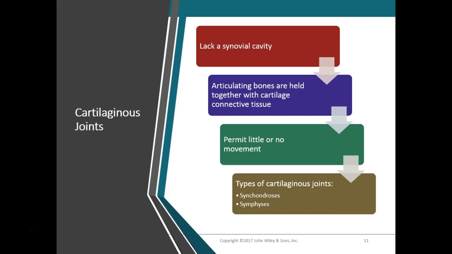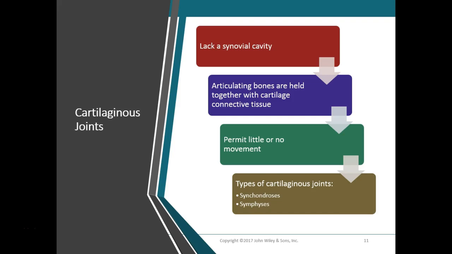Now let's continue to look at structural classifications and examine with a little more detail the cartilaginous joints. So cartilaginous joints will also lack a synovial cavity. The articulating cartilage is going to be between these bones that are found in this joint. It's going to prevent or allow very little movement or no movement, but it provides a surface so that bone doesn't rub against bone, so that those articulating bones can move across each other with little friction.